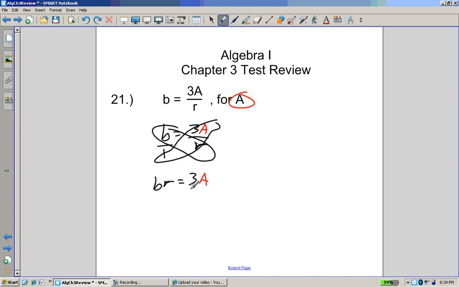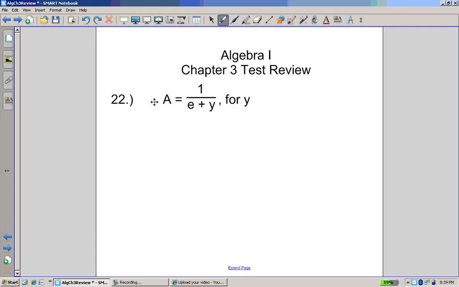And now it's just very easy. We divide by 3, and we're ready to go. There we go. Again, try it on your own. Pause the video here.